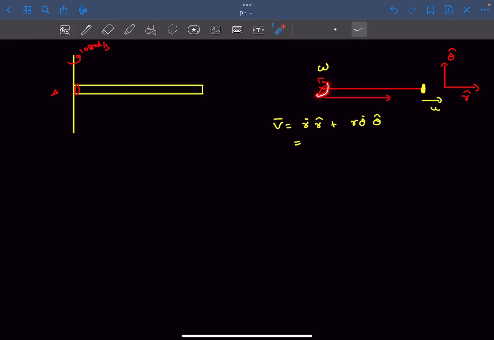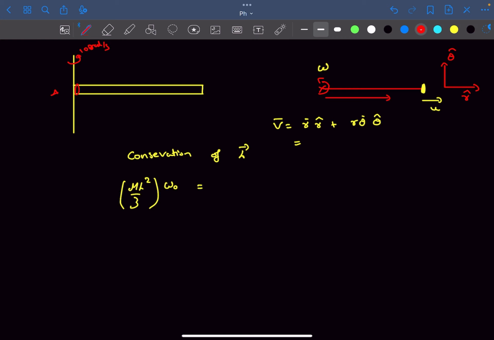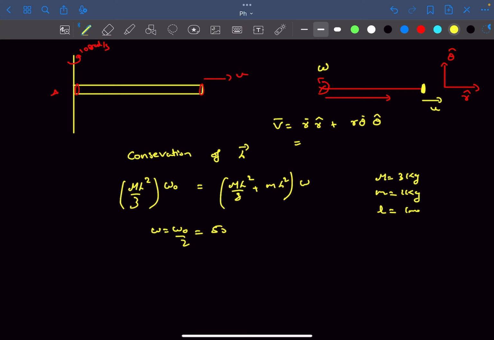Let's find out the omega of the rod when the bead reaches the end. So by conserving the angular momentum, we can say the magnitude of initial angular momentum of the rod is ml square by 3, which is the moment of inertia of the rod about this particular axis, times omega naught. And finally the rod reaches this end and it will have some radial velocity of u. The new moment of inertia of the system is going to be ml square by 3 plus ml square times omega. So on substituting the values, we'll get omega as omega naught by 2, which is 5 radians per second. Now we have to determine what the value of u is, and for that we'll use energy conservation.